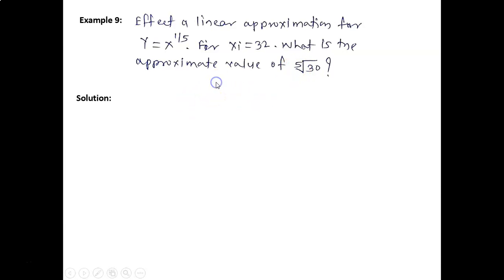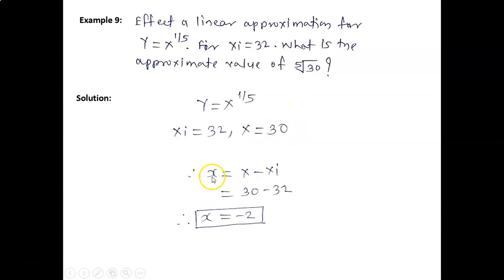Therefore solution, they have given us the function y is equal to x raised to 1 by 5. They have given us data xi is equal to 32 and x is equal to 30. Therefore small x, that is variation in x, is equal to x minus xi, which is equal to 30 minus 32, which is equal to minus 2.